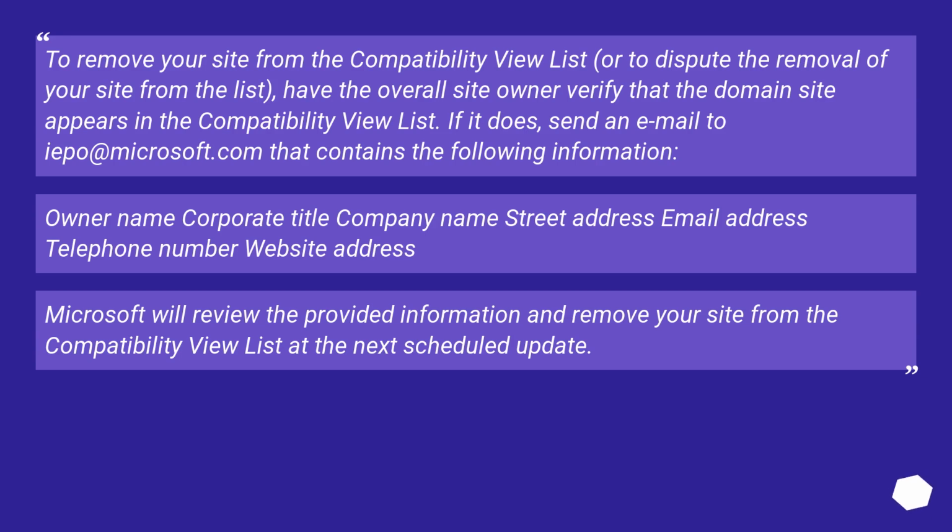If it does, send an email to epo@microsoft.com that contains the following information: owner name, corporate title, company name, street address, email address, telephone number, website address. Microsoft will review the provided information and remove your site from the Compatibility View list at the next scheduled update.